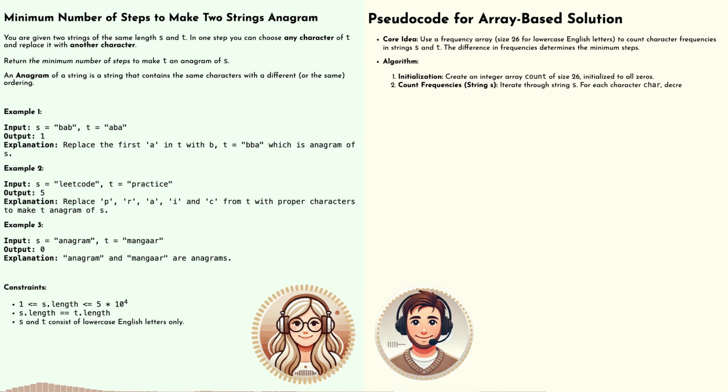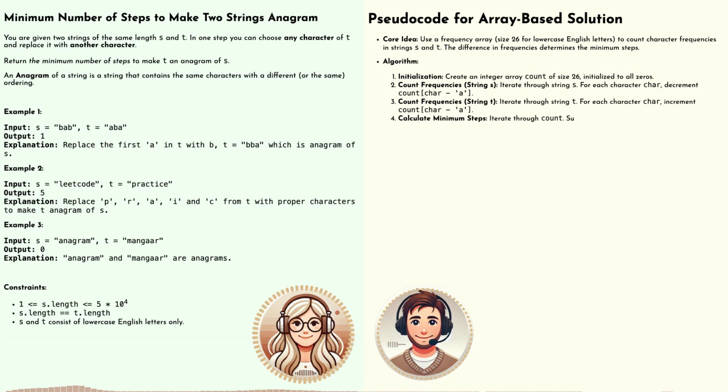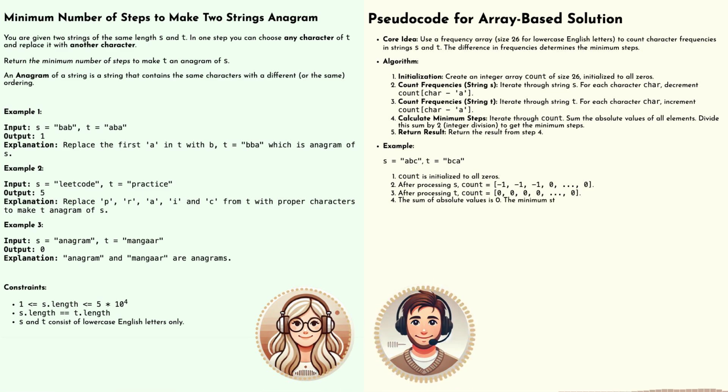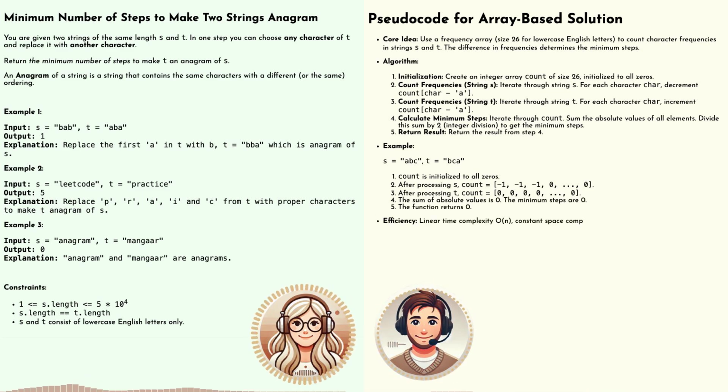The array-based solution is very similar in logic, but instead of a hash map, we'll use an array of size 26 to represent the lowercase English alphabet. Okay, so each index in the array will correspond to a letter, like A at index 0, B at index 1, and so on. Exactly. So let's call this array letter counts. We'll initialize all its elements to 0.